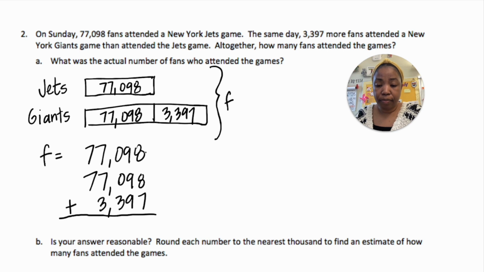All right. We have 8, 8, and 7. That is 16, 17, 18, 19, 20, 21, 22, 23. We have 9, 9, and 9. That's 27, 28, 29. For the hundreds, we have 2, 0, 0, and 3. That's 5. And then we have 7, 7, and 3. That is 17.